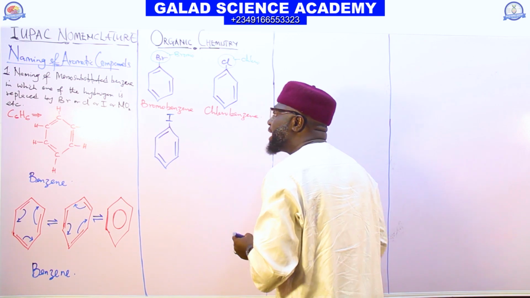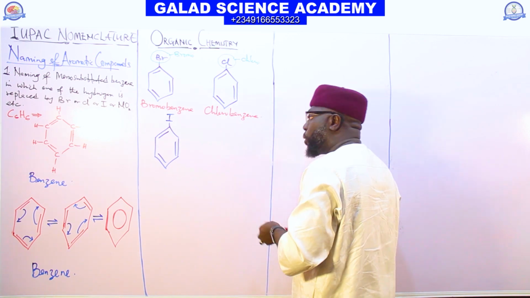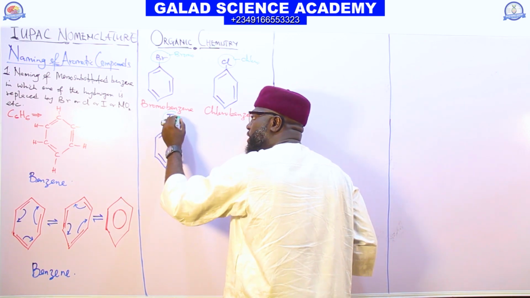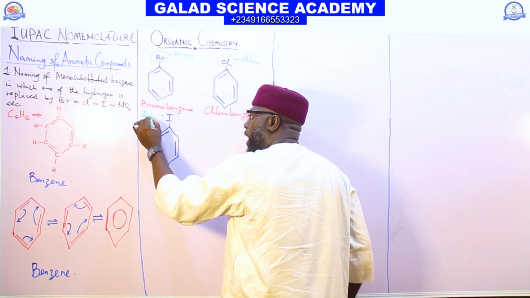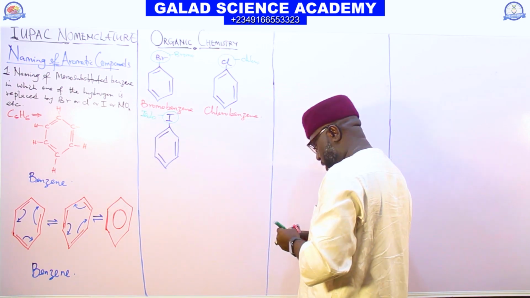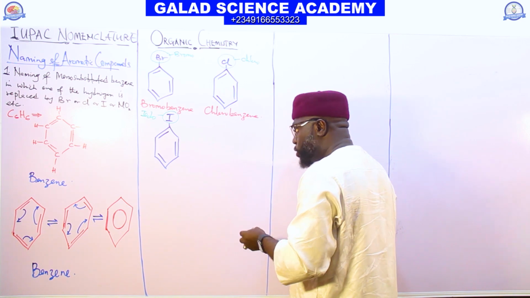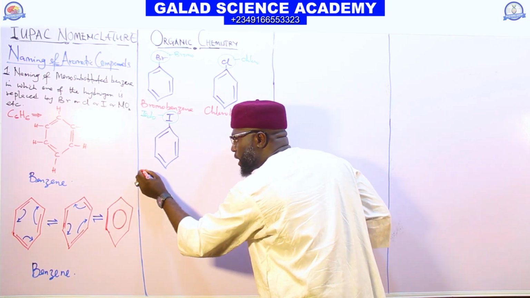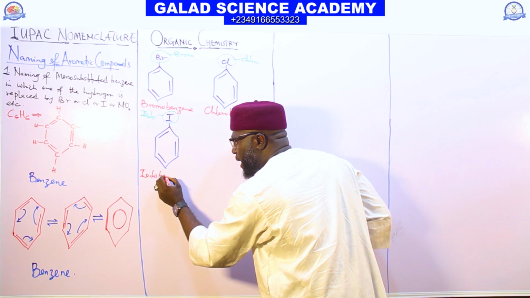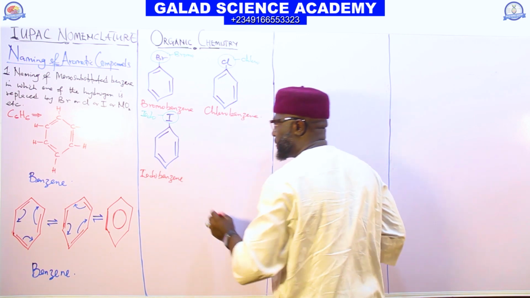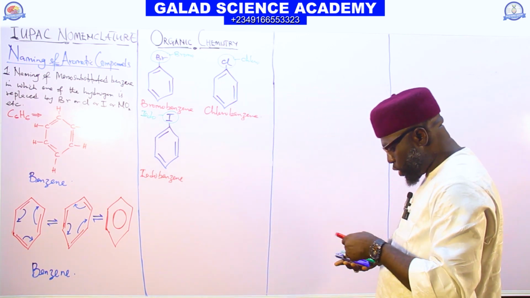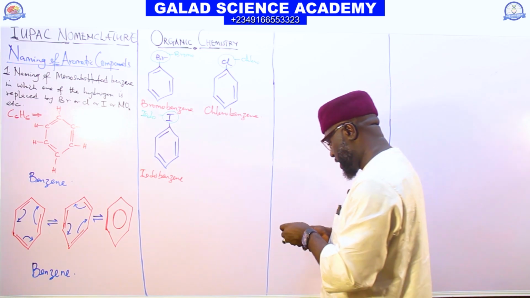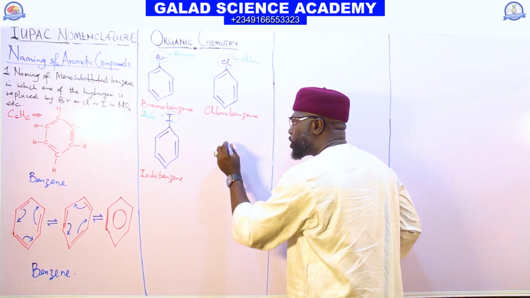Let me use I. If you have I here, the I here represents iodide. So the name of this compound will become iodobenzene. Good.